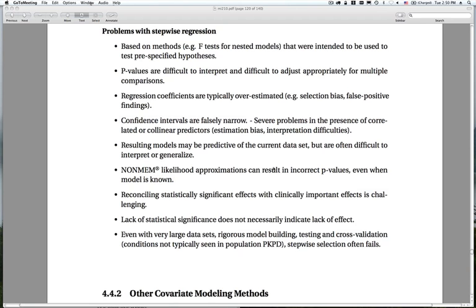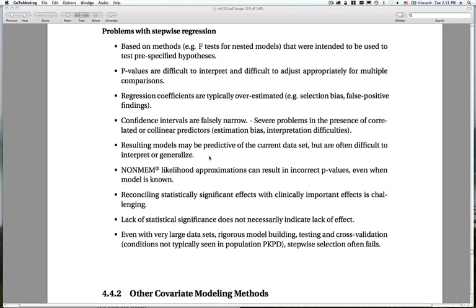And really there were a lot of degrees of freedom there, a lot of uncertainty that had to be explained across that multi-step regression problem. There are also severe problems in the presence of collinearity, estimation bias, and interpretation difficulties. We've discussed that already. The resulting models can be predictive of the current data set, but sometimes difficult to interpret or generalize. They might actually be an overfitting of the data. And really, to do these well, you have to have very large data sets with rigorous multiple model checking and model validation steps.